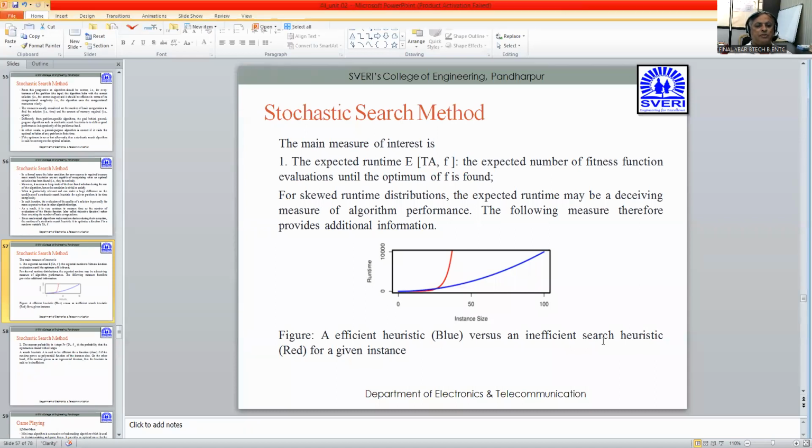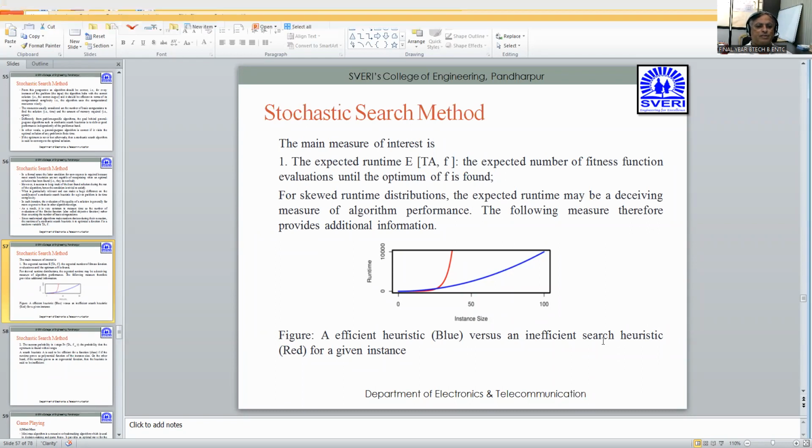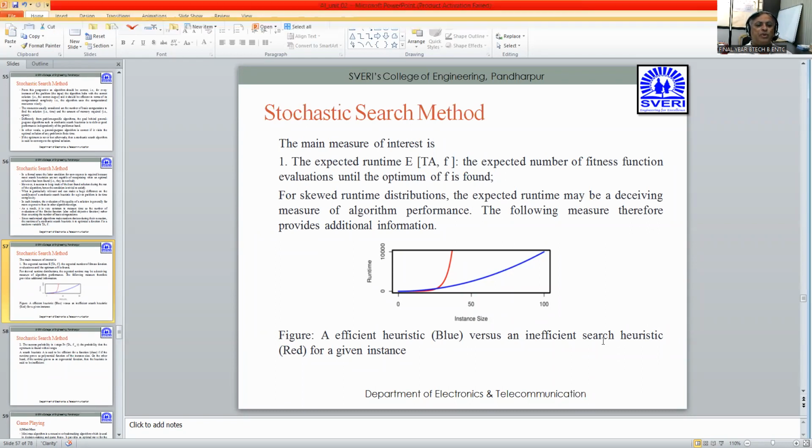For a skewed runtime distribution, the expected runtime may be a deceiving measure of the algorithm performance. Obviously, runtime is going to decide your algorithm performance. The following measure therefore provides you additional information. So how does it help you find out which of your algorithms is good as far as the expected runtime is considered? तो ये है कि अचानक से अगर टाइम में आपका टर्मिनेट हो जाता है एल्गोरिदम और लंबे समय के लिए आपको वही परफॉर्मेंस देता है, तो ऑब्वियसली कौन सा ग्राफ आप प्रेफर करेंगे? The graph which will give you good performance for a longer runtime. Exactly the same happens here. You can see in the figure there are two lines.